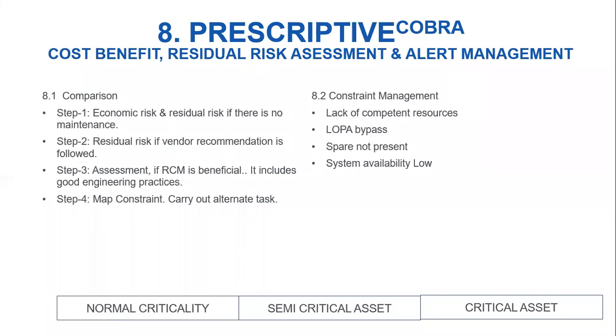Usually, the maintenance practices a plant is having is recommended by a vendor. Our first step is to find out the economic risk and the residual risk if there is no maintenance. The second step is to find out the risk if only vendor recommendation is followed, which is usually the case.